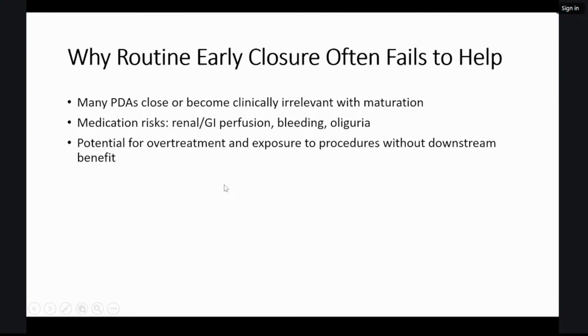So why does routine closure often fail? Mainly, many PDAs close or become clinically irrelevant with maturation. There will always be medication risks from the drugs used for closure: renal or GI perfusion problems, bleeding, oliguria, with NSAIDs such as indomethacin and ibuprofen. So the potential for overtreatment will occur, with exposure to procedures without downstream benefit.